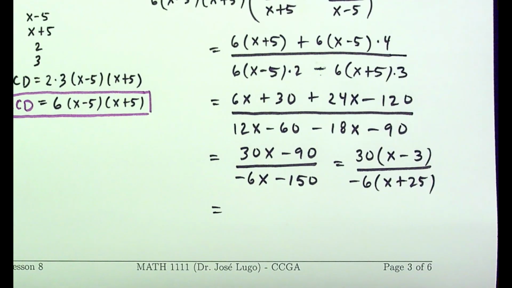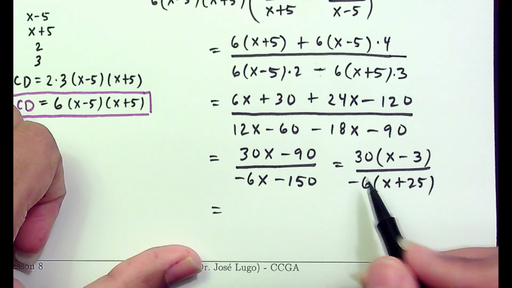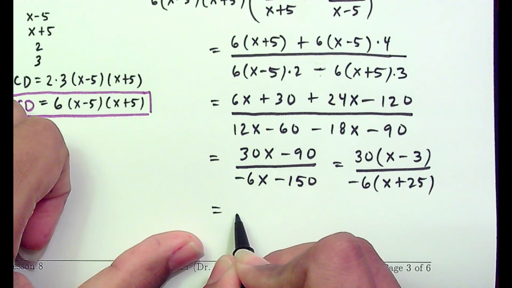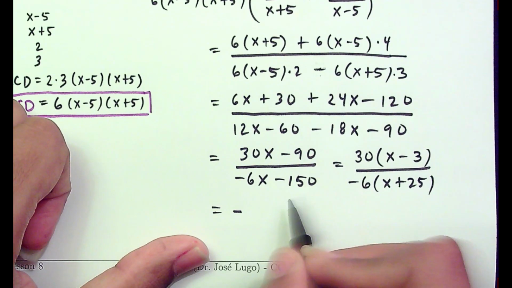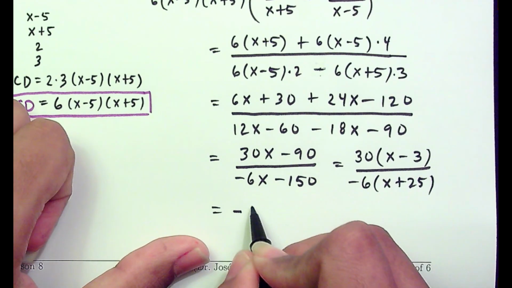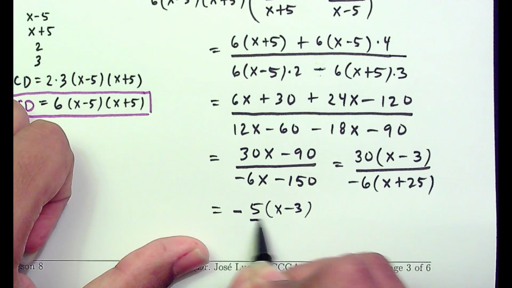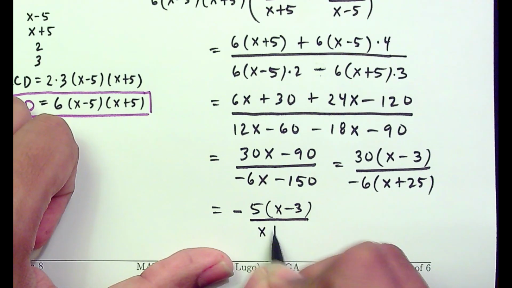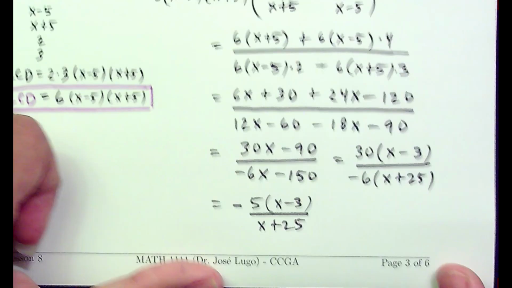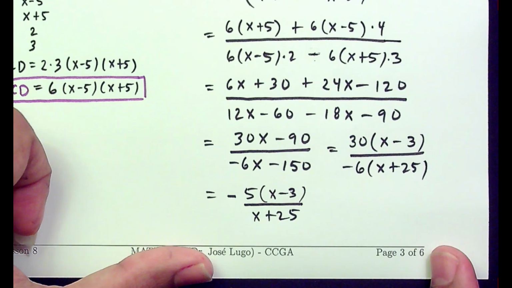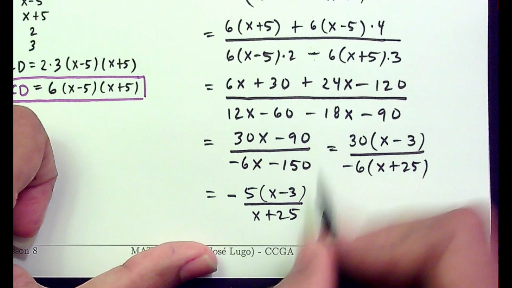Almost done. Now you can cancel a 6. And I'm going to move the minus to the front. So this is going to be minus, you're going to end up with 5(x - 3), all that over x plus 25. So you could leave it like that. There's nothing else we can do to simplify this further.